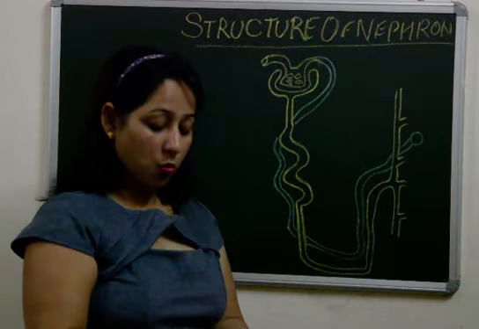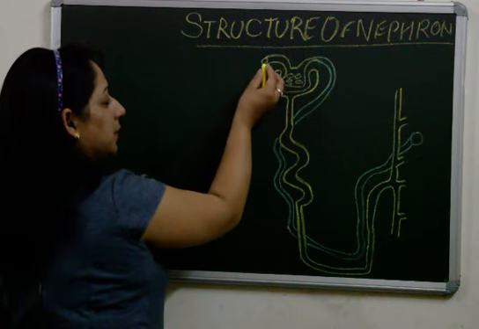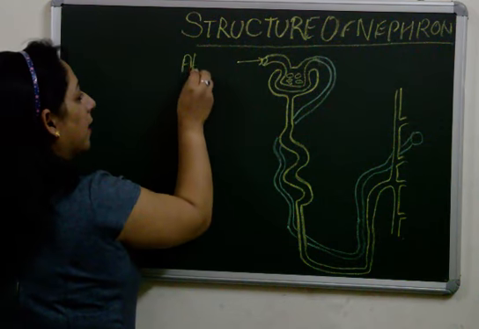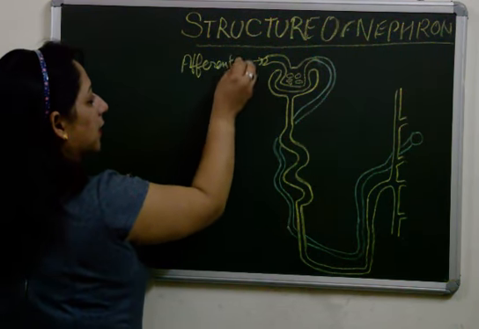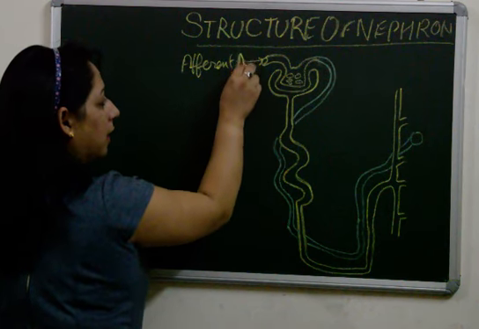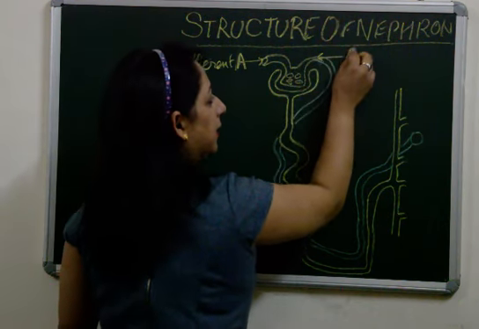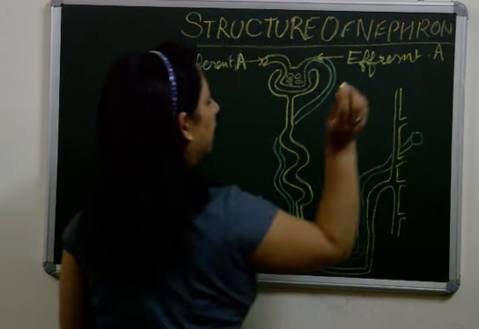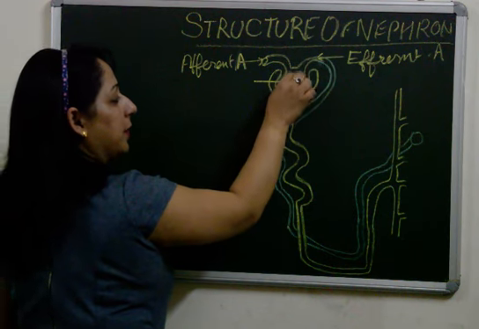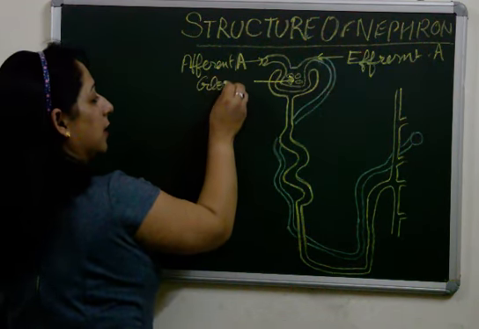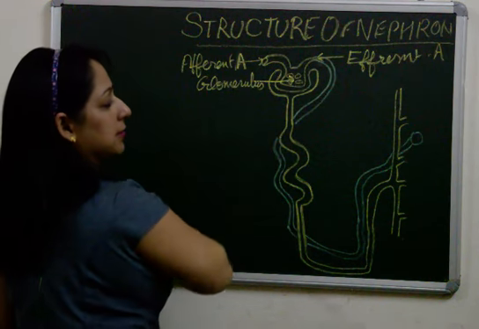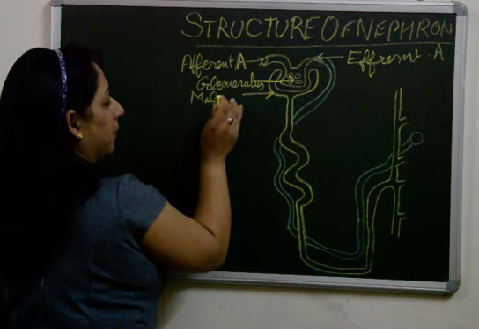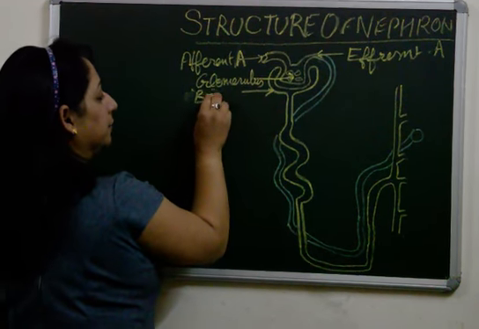Okay. Now, when we label the diagram, this first part, this tube is afferent arteriole. This is efferent arteriole. This tubular capillary network is glomerulus. This cup-shaped structure is Bowman's capsule.